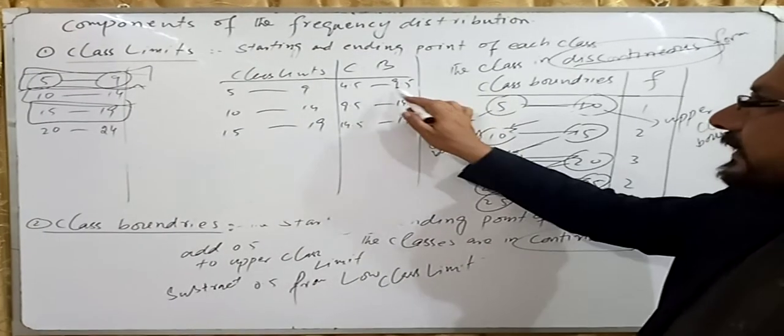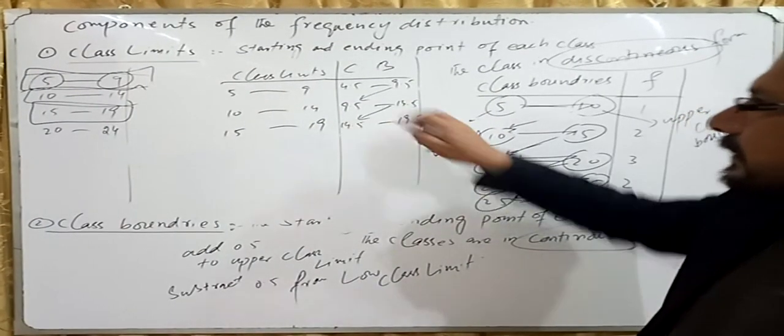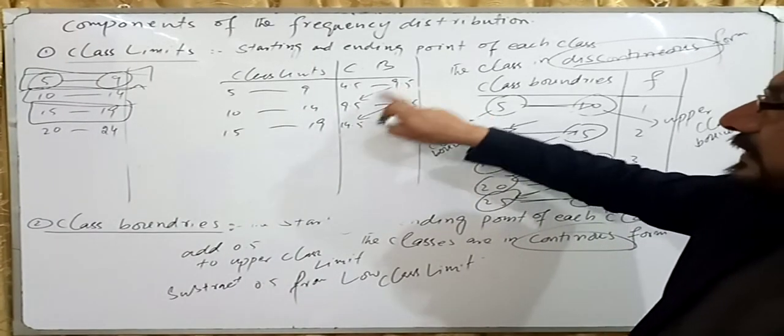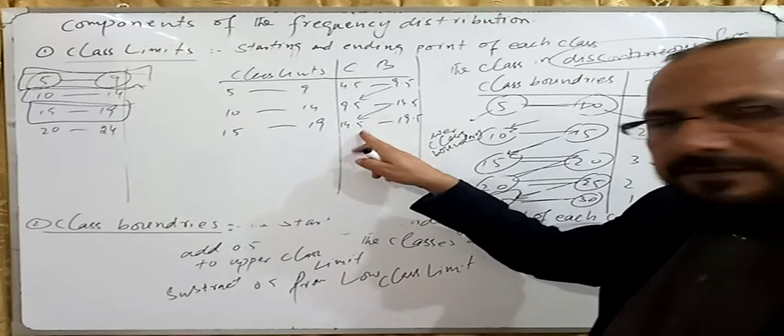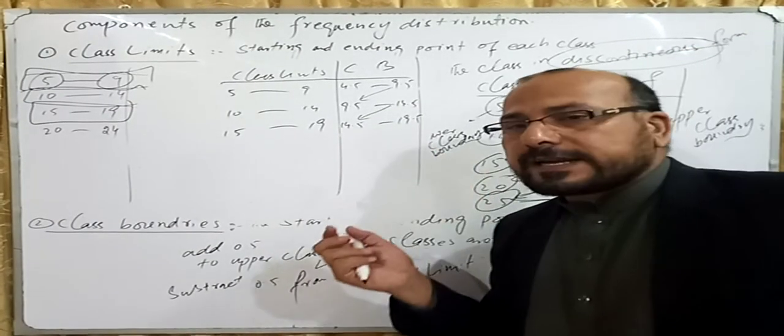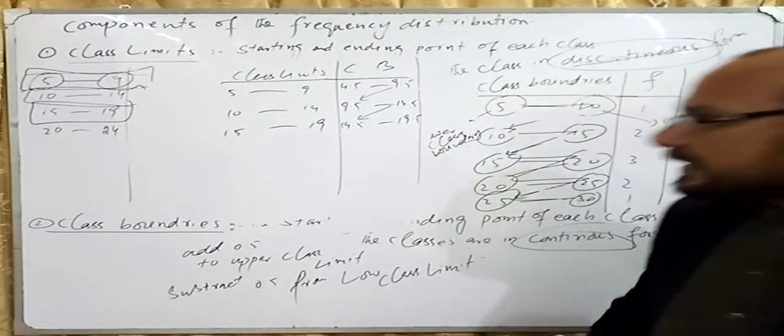Now if you see, there is a repetition. The ending point of this class is the starting point of the next one. The ending point of this class is the starting point of the next one. So this way you can convert the class limits into class boundaries.